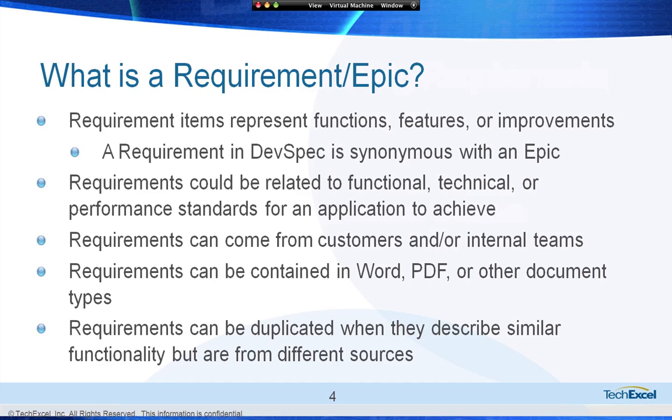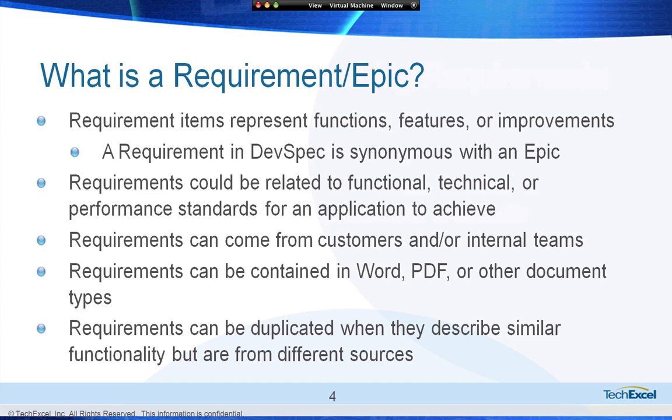Requirements are typically contained in Word docs, PDFs, spreadsheets, or other document types. Any of these can be handled as attachments in DevSpec, or, in the case of a Word doc, two-way synchronized with the system. Requirements can also be duplicated if they describe similar functionality but are from different sources. For example, two customers may want the same feature added but have expressed that desire differently.